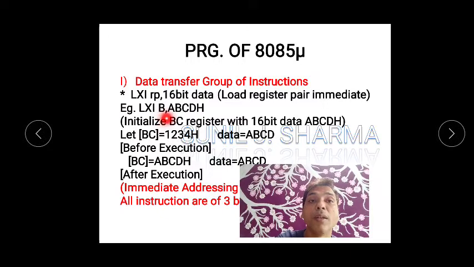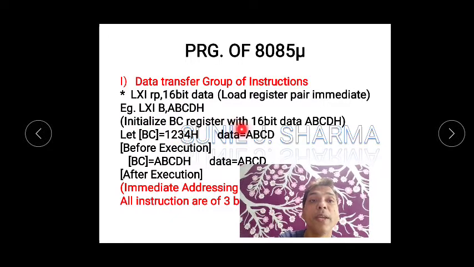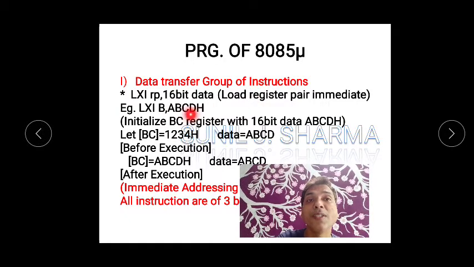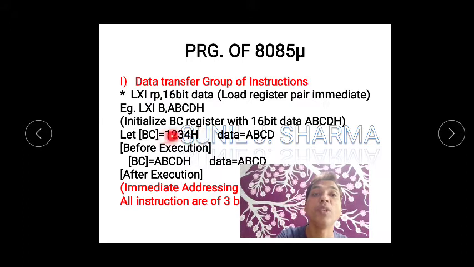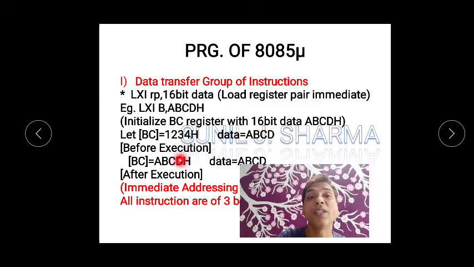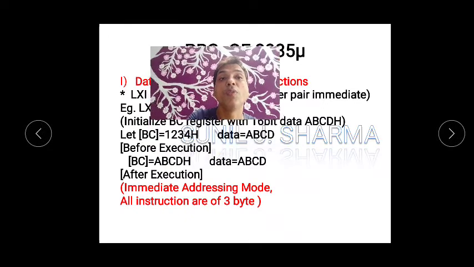LXI B, ABCD. Now can you see, BC pair is being initialized with 16-bit data, whatever is given here. Now this is not an address, this is data. Before execution, let's assume that the BC pair is holding 1234, but the data is ABCD. After execution, whatever the data is, that is given to the BC pair. So the BC pair will be changed to whatever the data is.